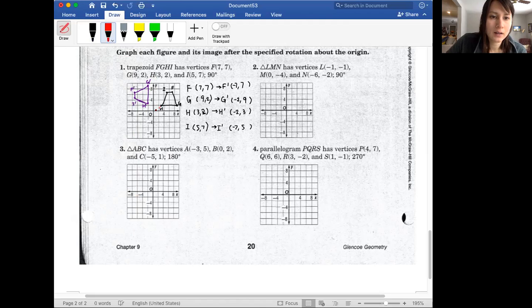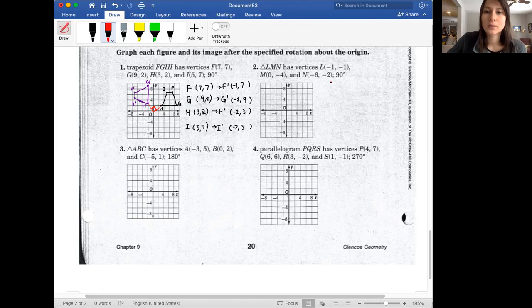If I take a look at this, imagine I connect my point H to the point of rotation. The point of rotation is the origin. And then I connect my new point H to the origin. See how this makes 90 degrees? Pretty cool. So that is a 90-degree rotation right there.